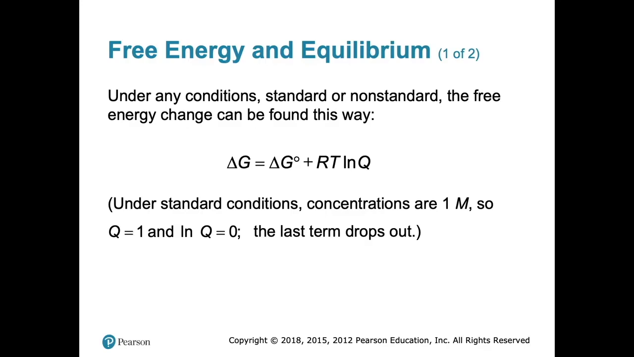So you can actually just drop that part right there, the ln Q part, right? And so now it's just going to be delta G equals the standard delta G plus the ideal gas constant times the temperature. Okay, so it's a super easy equation, but I'll put it on the test for you anyway.